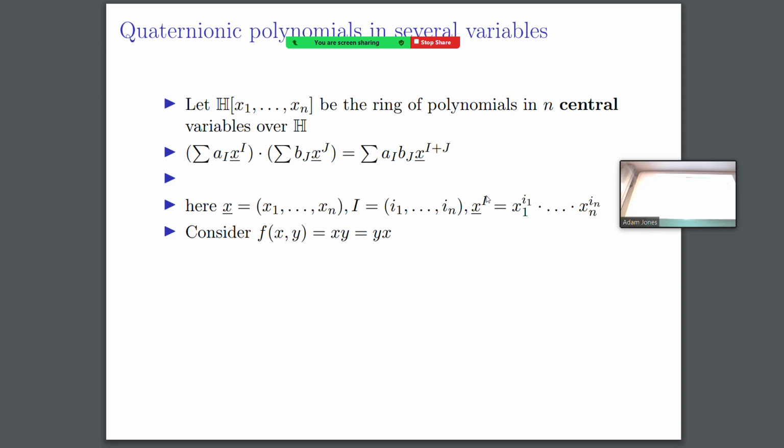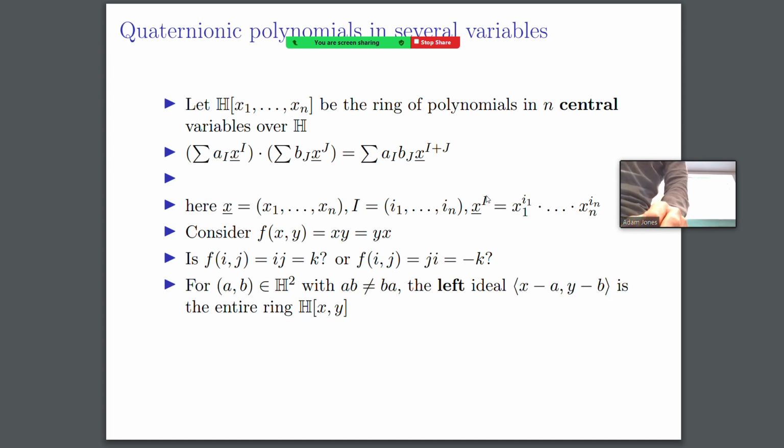But now you have a problem. Consider the polynomial xy. Since our variables are central, this is the same as the polynomial yx. What happens if you try to plug in i and j? Well, if you write it like this, you should get i times j, which is k. But if you write it like this, y times x, then you get ji, which is minus k. So you can clearly see that this is not well defined. Another way to see this problem is to note that if you have 2 points that do not commute, then the so-called innocent left ideal, generated by x minus a, y minus b, is not actually a proper ideal. You can check that in this case, it's the whole ring.